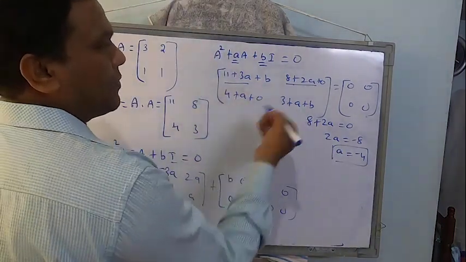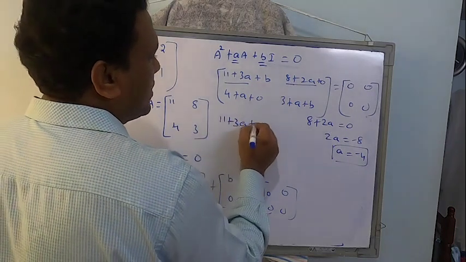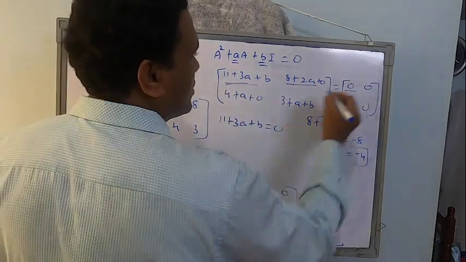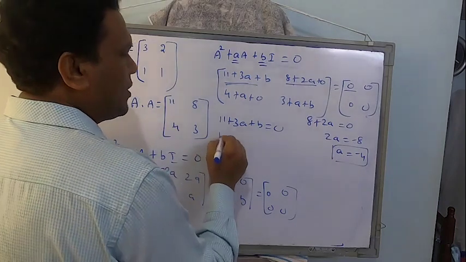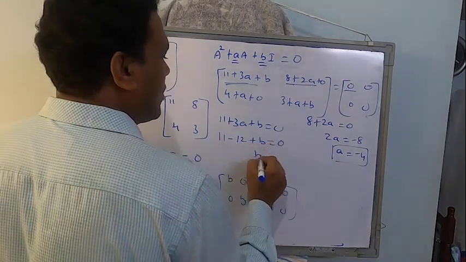Now to find b, I will equate any of the equations which contains b here. So 11 plus 3a plus b equal to 0. I am equating first element on both sides. Let me substitute a value. 11 minus 12 plus b equal to 0 on solving.